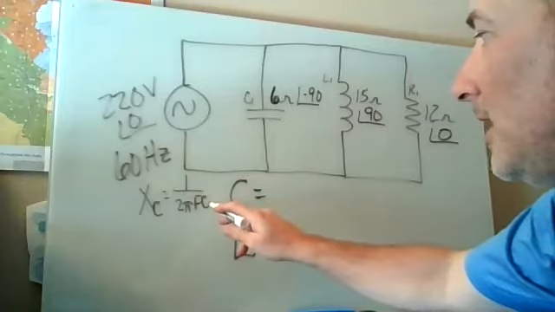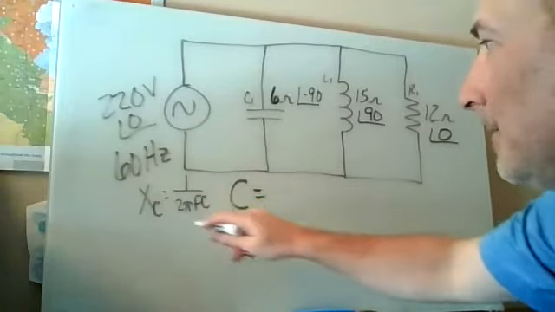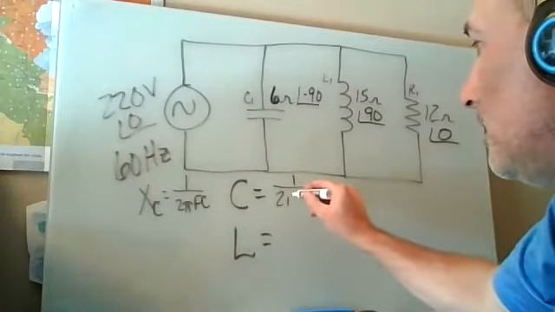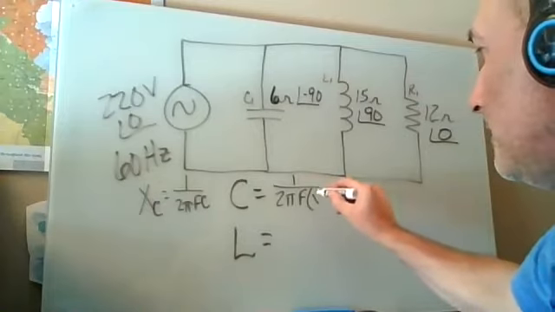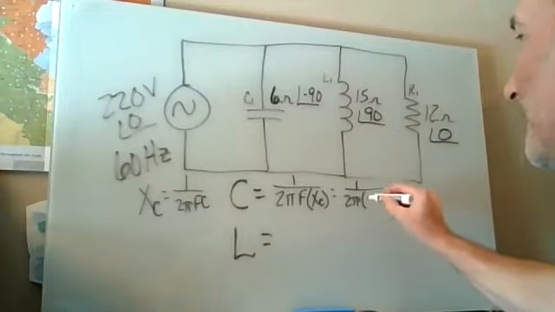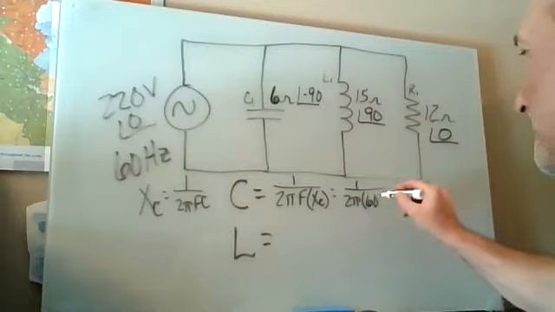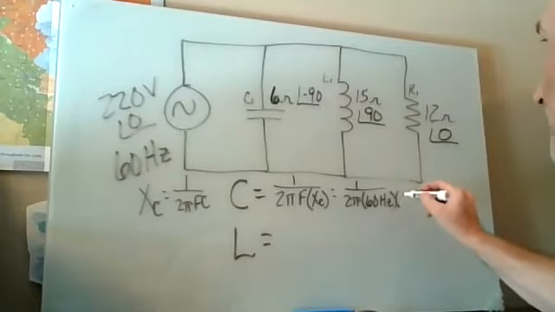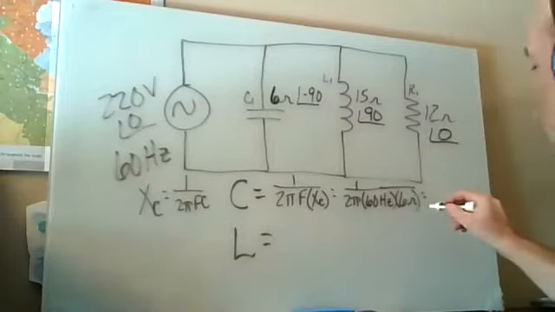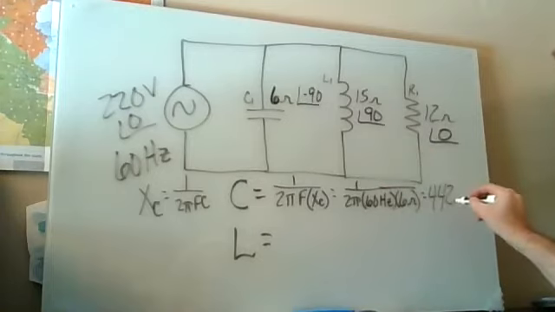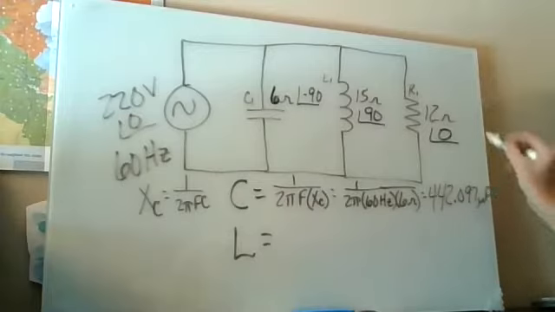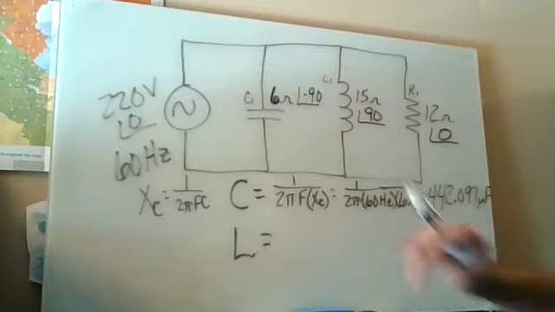So if I want to find C, I got to multiply both sides by C and divide both sides by X of C. So I get C equals 1 over 2 pi F X of C, which would be 1 over 2 pi times, now I need my frequency, 60 hertz, times 6 ohms. And if I figure that all out, I should get 442.097 microfarads. So that's the value of this capacitor.